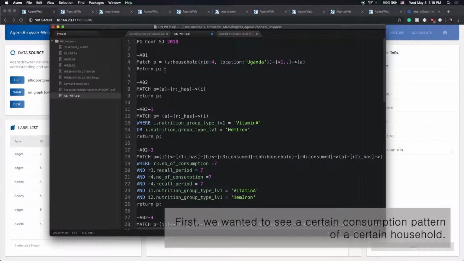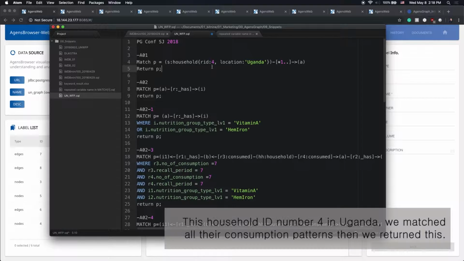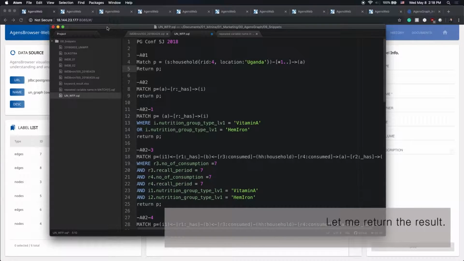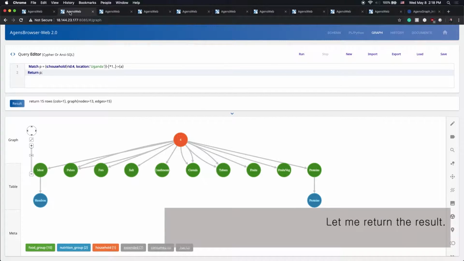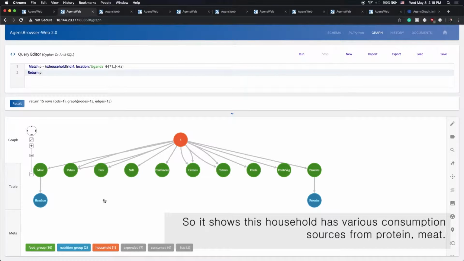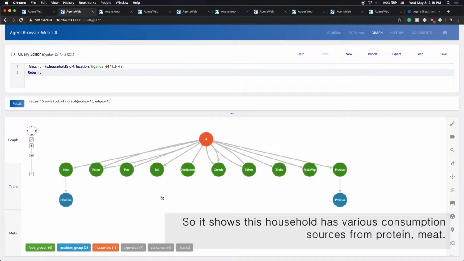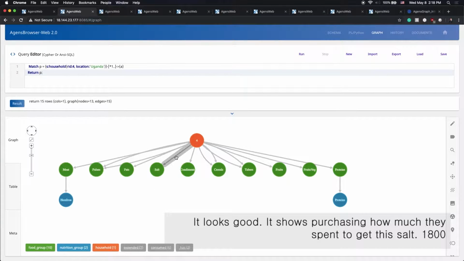First, we wanted to see the consumption pattern of a certain household. This is household ID number 4 in Uganda, and we matched all their consumption patterns and then returned this path. When we return the results, it shows this household has various consumption patterns, with sources from proteins, meat, and so on. It looks good, right?